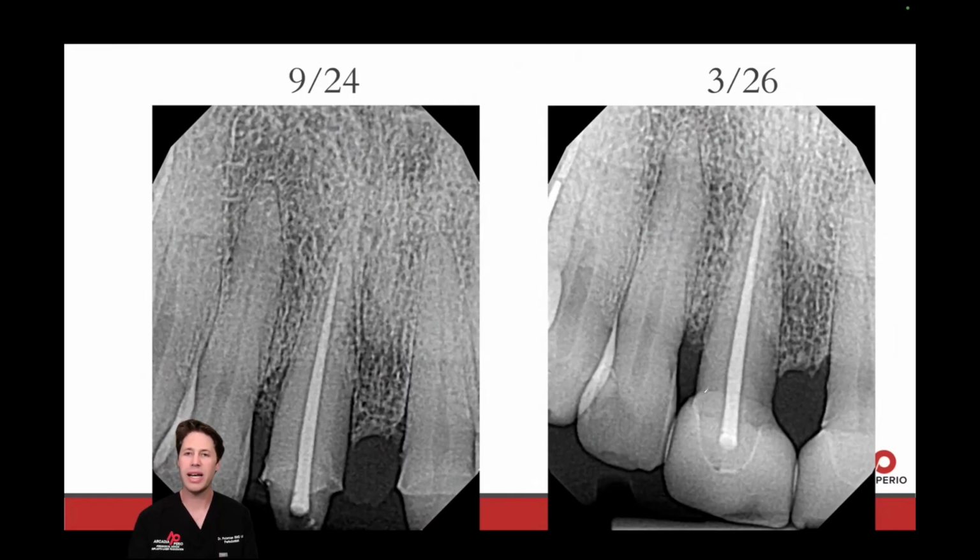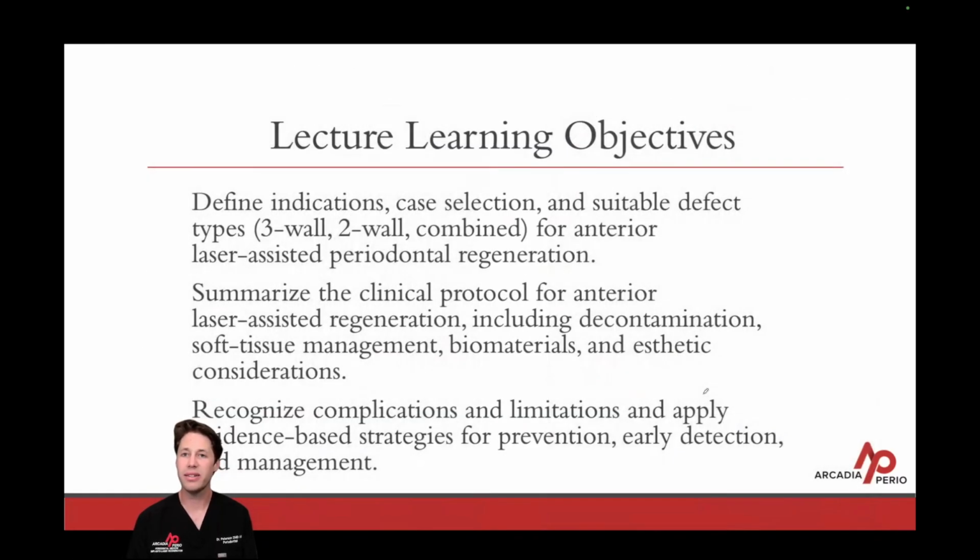So again, I just wanted to highlight this case, walking you through those key clinical learning concepts: being able to define the indications for case selection and the suitable 3-wall, 2-wall defects. Again, deep and narrow defects will allow for better regeneration. I want you to summarize the LANAP and LAR protocol. And again, being able to recognize early intervention and why that is important.